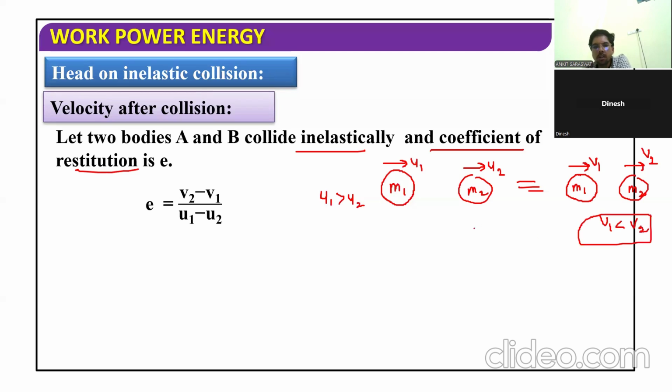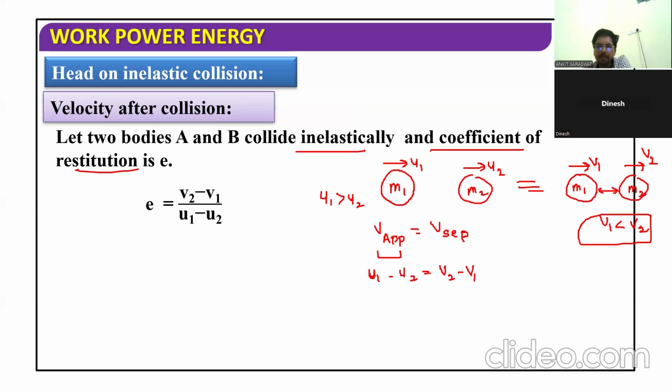Now, I told you that the relative velocity of approach equals the relative velocity of separation in the case of elastic collision. So the velocity of approach, you tell me, will be: this is going to approach this because U1 is more than U2, so U1 minus U2. Because of this, V2 is more than V1, that is why separation will increase. So V2 minus V1, higher minus lower. Is it clear to you?